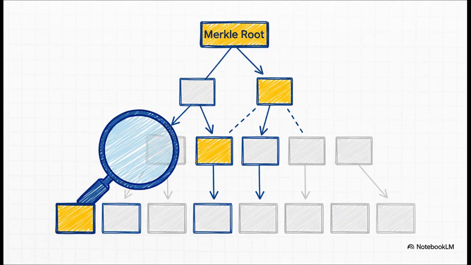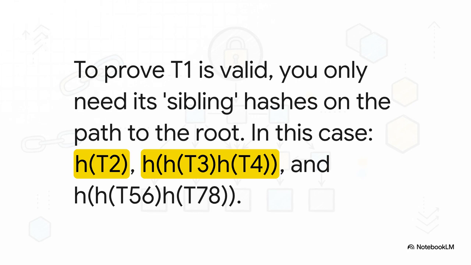resounding no. So let's say you're Bob, and you just want to verify your transaction, T1. You don't need T2, T3, T4. You don't need any of the other transactions at all. You just need a couple of other key hashes. And here's the absolutely brilliant part. All Bob needs are the sibling hashes on his path up to the root.